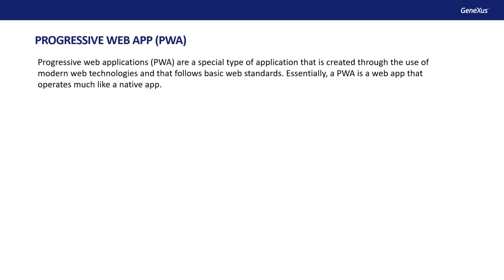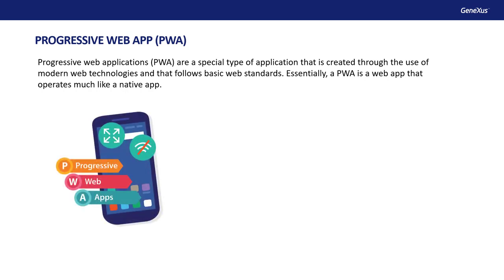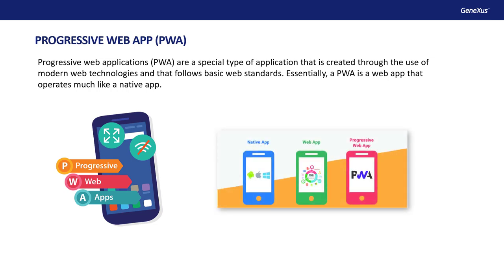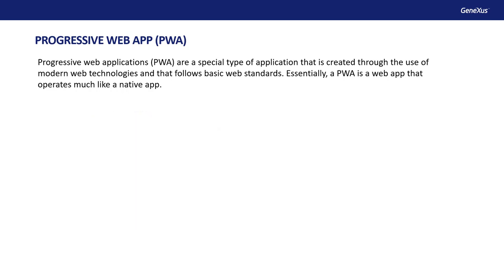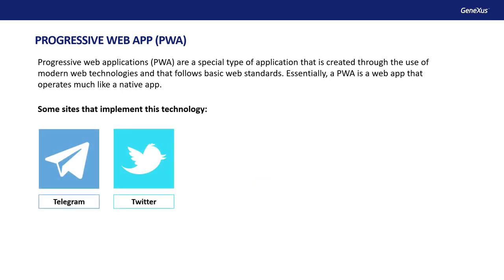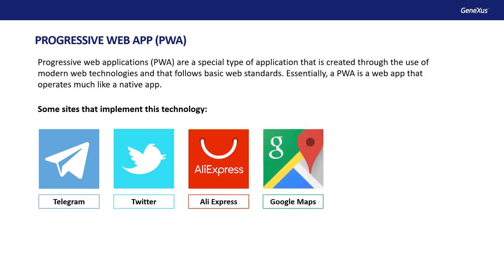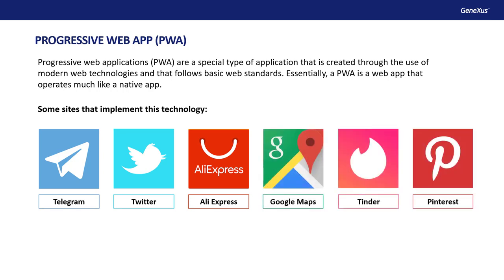In order to approach the topic of progressive web applications, also called PWAs, progressive web apps, we can say that they're a mix of traditional websites and native applications. They combine the flexibility of the web with the user experience of a native application. These applications can be installed locally on the device we're using, whether it's a mobile or desktop device. Some sites that have already implemented this technology are Telegram, Twitter, AliExpress, Google Maps, Tinder, Pinterest, among others.